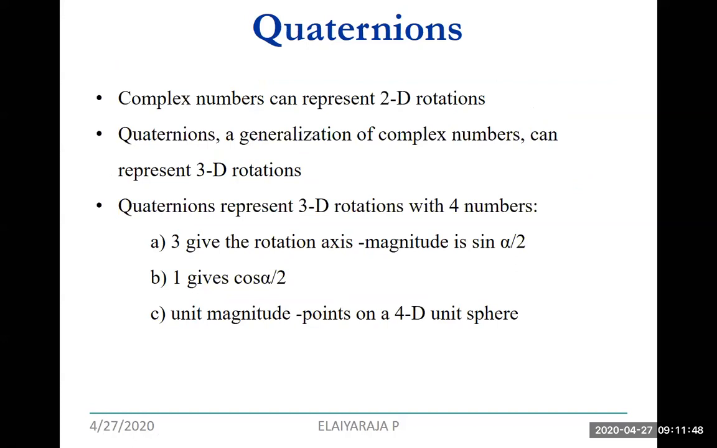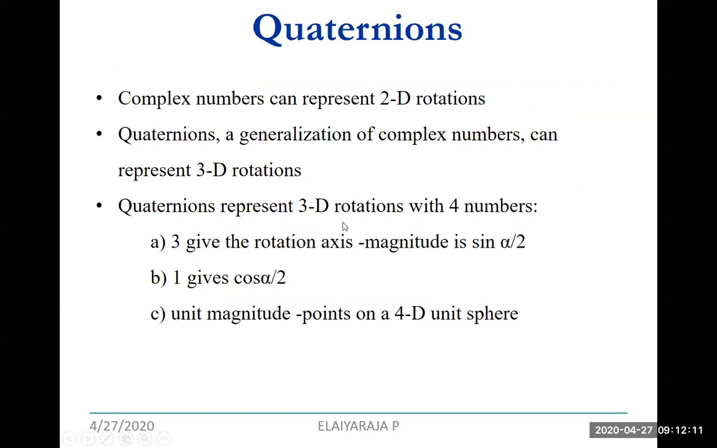Quaternions: complex numbers can represent 2D rotations. Quaternions are a generalization of complex numbers. They can represent 3D rotations with 4 numbers, and require less space compared to a 4x4 matrix.